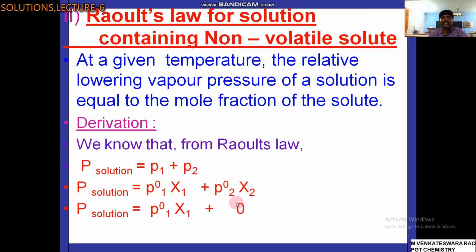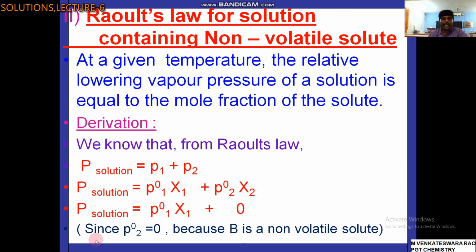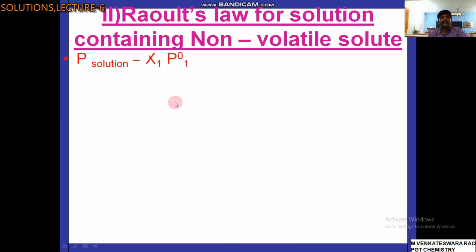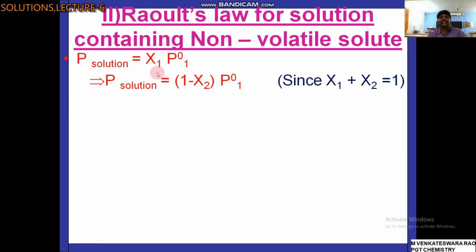Therefore, P solution is equal to P1 naught into X1. But here P2 naught is written as 0. Why? Because it is a non-volatile solute, so there is no vapor pressure from the solute side. Its vapor pressure is 0. So P2 naught is 0. Therefore P solution is equal to X1 into P1 naught.